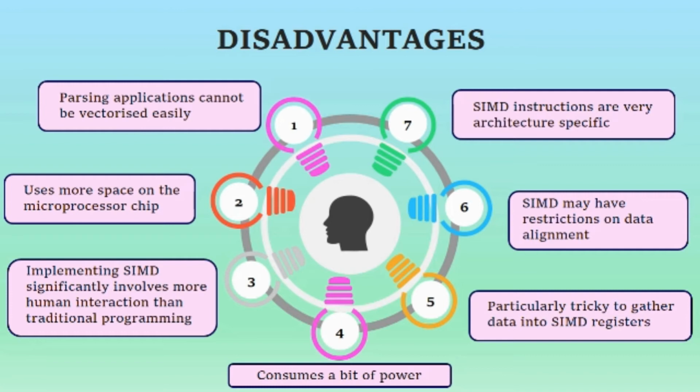Implementing SIMD supported instructions in a computer program significantly involves more human interaction than traditional programming, such as C or C++. SIMD instructions are very architecture specific and require more recoding to extend the application that is using it across platforms. SIMD may also have restrictions on data alignment. Programmers that are not familiar with it may not expect this different type of architecture. It is also particularly tricky to gather data into SIMD registers and scatter it to the correct destination, which sometimes requires permute operations, thus leading to inefficiency.